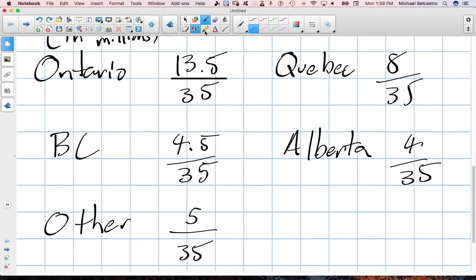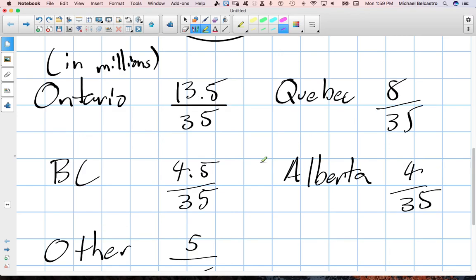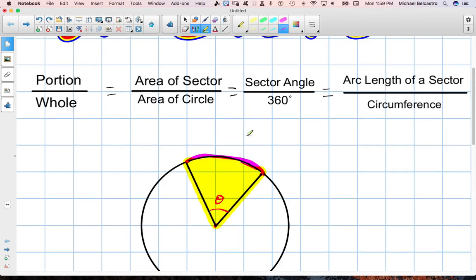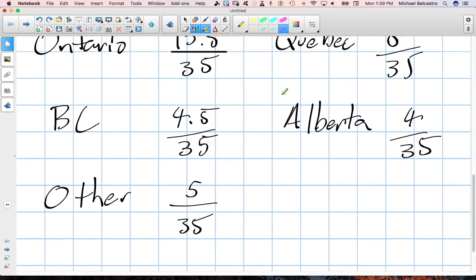Okay, so we have our portions and we have our wholes here. How are we going to use that to help us calculate our circle if we want to make a pie graph? We need to find sector angles. We need to find out what those sector angles of our circle are going to be, and then we can start calculating area and arc length of stuff. So first thing we're going to do is set it equal to a sector angle.